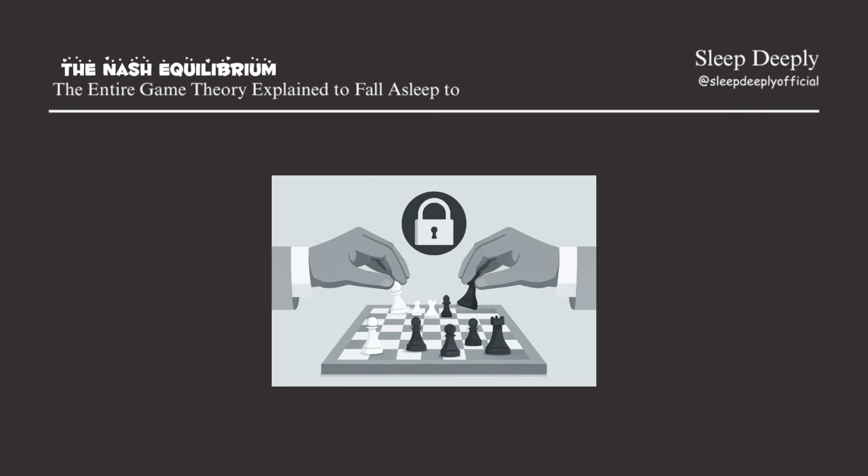If both go high, they share profits. If one lowers prices while the other stays high, the low-price shop attracts more customers. If both go low, profits shrink for both. The Nash Equilibrium is the pricing choice where neither shop benefits from unilaterally changing strategy.